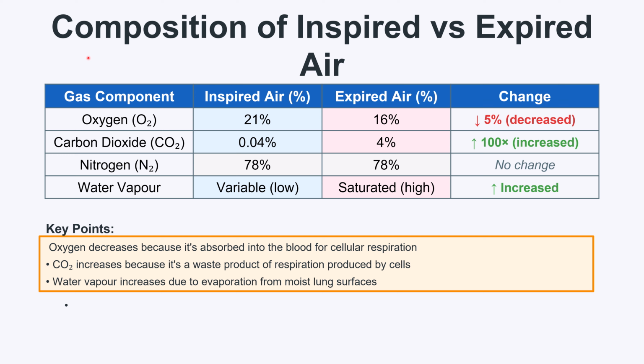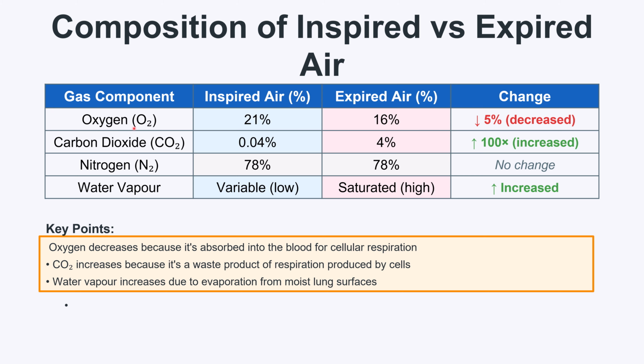Now let's look at what actually happens to the air once it enters our lungs by comparing the air we breathe in, inspired air, to the air we breathe out, expired air. We can see exactly what the body is using and what it is producing. There are three major shifts you need to know for your IGCSE exam. Here are the gas components: inspired air percentage, expired air percentage, and change.